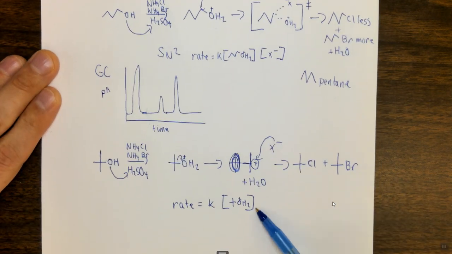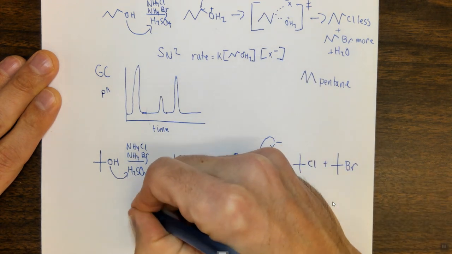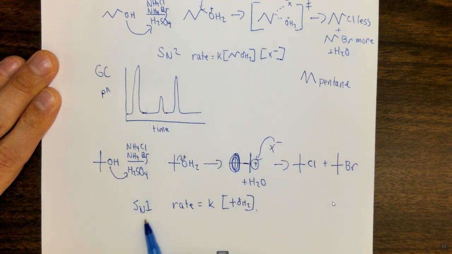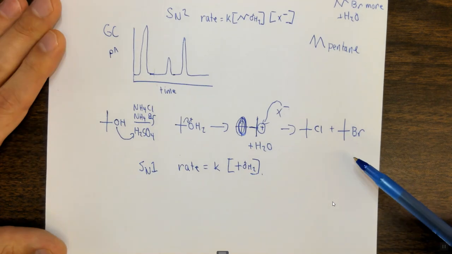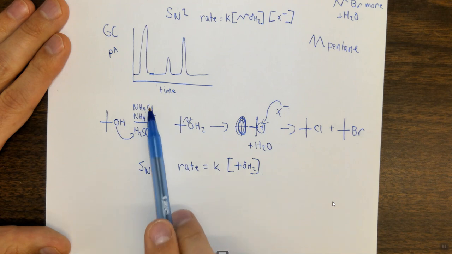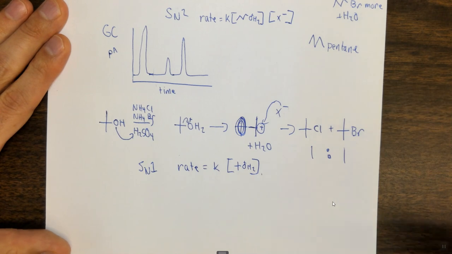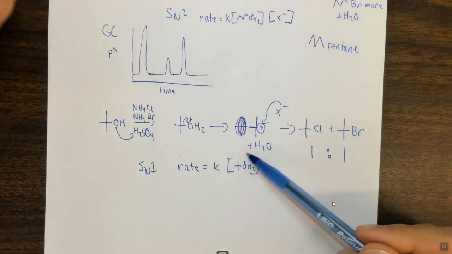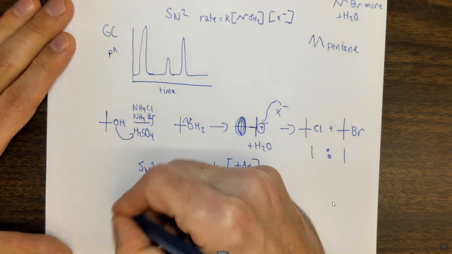Notice what's not in the rate equation in this one is the X minus. So this is an SN1 reaction. Note that the 2 is because the rate depends on two things, and the 1 is because the rate depends on one thing. Since the rate only depends on this, it doesn't depend on the concentration of the nucleophile. Said another way, if we start with a 1-to-1 mixture of this, we should end up with a 1-to-1 mixture of these, because this is going to react with the first nucleophile it bumps into. If there's an equal molar mixture of these, it has an equal chance of hitting either nucleophile.